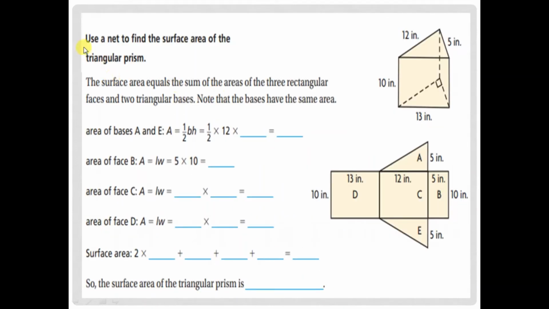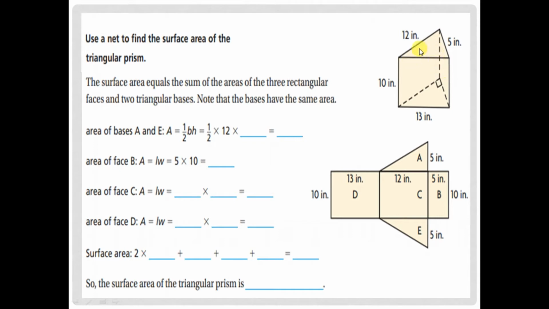Another example. Use a net to find the surface area of the triangular prism. First, we're going to open the lateral faces. The lateral faces here are formed of rectangular shapes: rectangle 1, rectangle 2, rectangle 3. Let's open it.